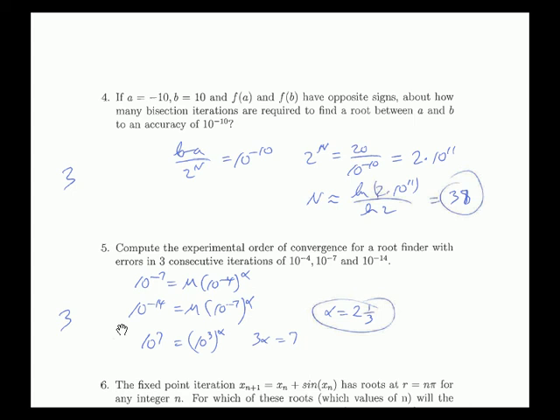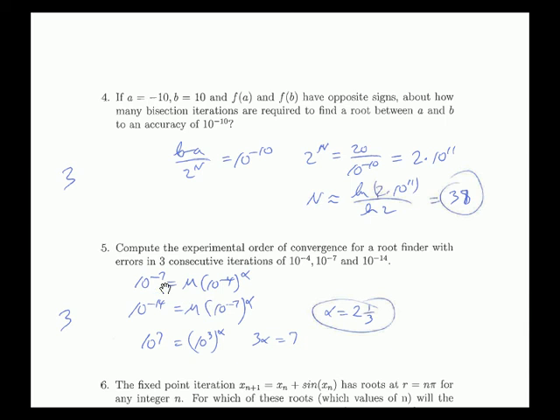And here's an experimental order of convergence problem. This is kind of a common problem in my tests. It says if 3 consecutive iterations give errors of 10 to the minus 4, 10 to the minus 7, 10 to the minus 14th, what is the experimental order? And it doesn't tell you what method it is. You don't need to know the theoretical order. Just, you try some method and here's the results.